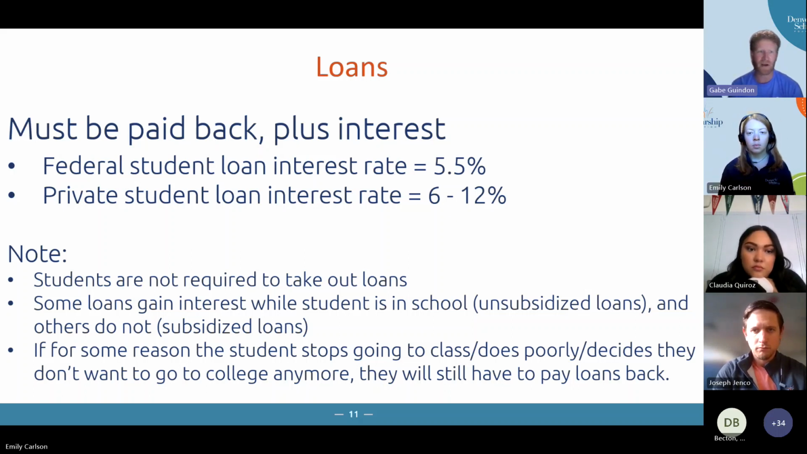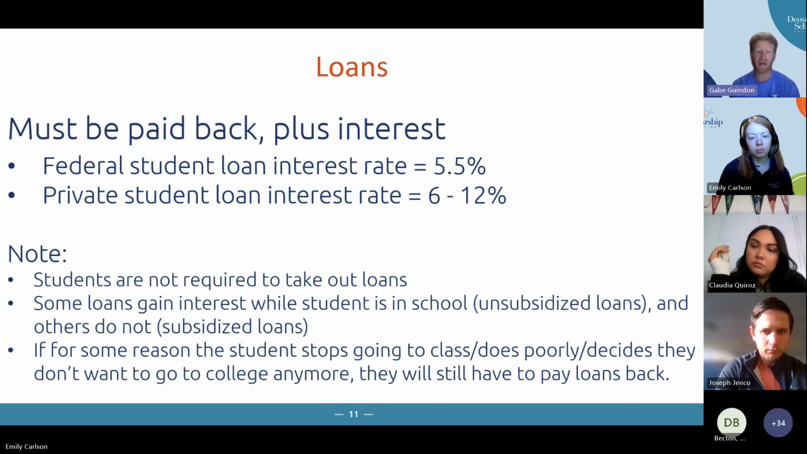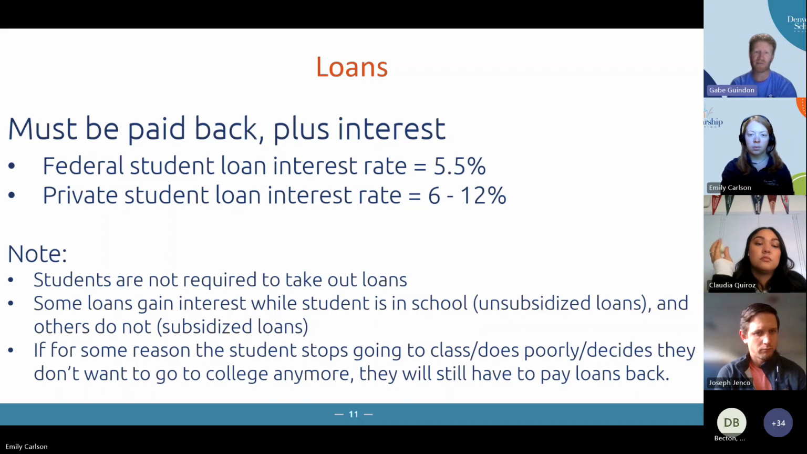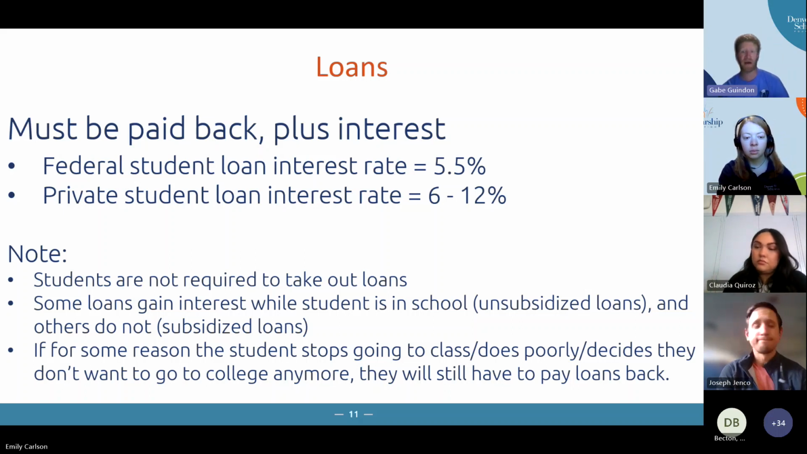Some of the federal loans that are offered to students will accumulate interest immediately upon being dispersed to the student, and those are unsubsidized loans. And then there are subsidized loans that don't accumulate any interest until 6 months after students graduate college. Students do have to pay back loans regardless of whether or not they do well in school, if they graduate or stop out of school as well.